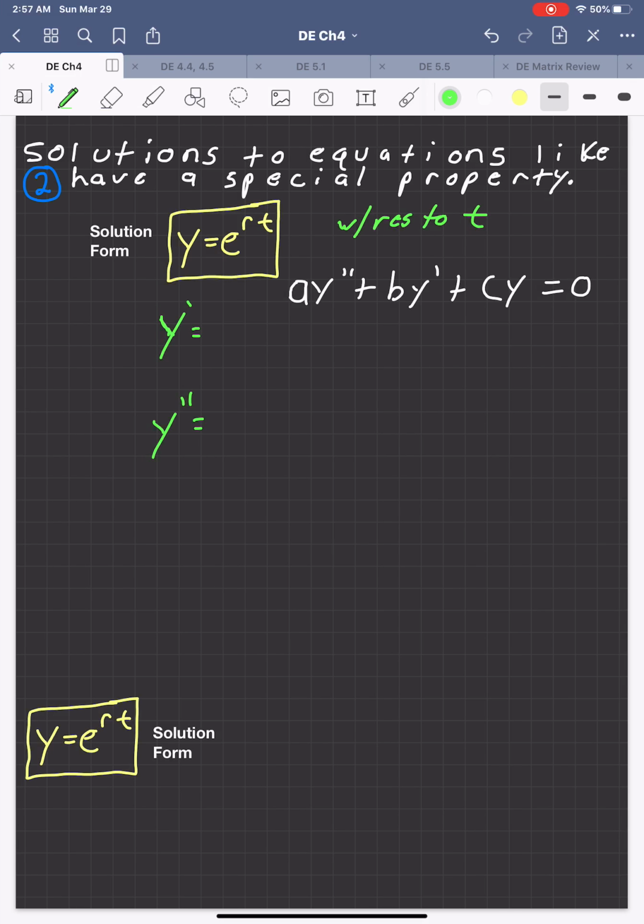Ready? Let's do this. So if you take the derivative of e to the rt with respect to t, that's just chain rule. So you would let u be rt. The derivative of u would be r. So you with me that the first derivative would be r e to the power of rt. And what would the second derivative look like? Well, if you use chain rule again for e to the rt, that's going to be r times r, or r squared e to the rt.